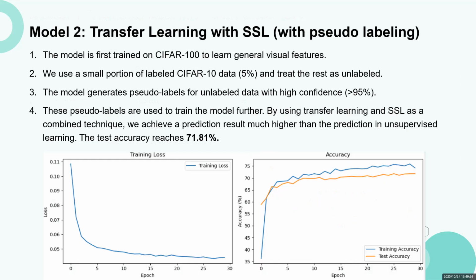In Model 2, we conduct transfer learning with SSL by using pseudo-labeling. The model is first trained on CIFAR-100 to learn general visual features, and we use a small portion of labeled CIFAR-10 data, 5%, and treat the rest as unlabeled. The model generates pseudo-labels for unlabeled data with high confidence. These pseudo-labels are used to train the model further. By using transfer learning and SSL as a combined technique, we achieve a prediction result much higher than the prediction in unsupervised learning. The test accuracy reaches 71.81%.